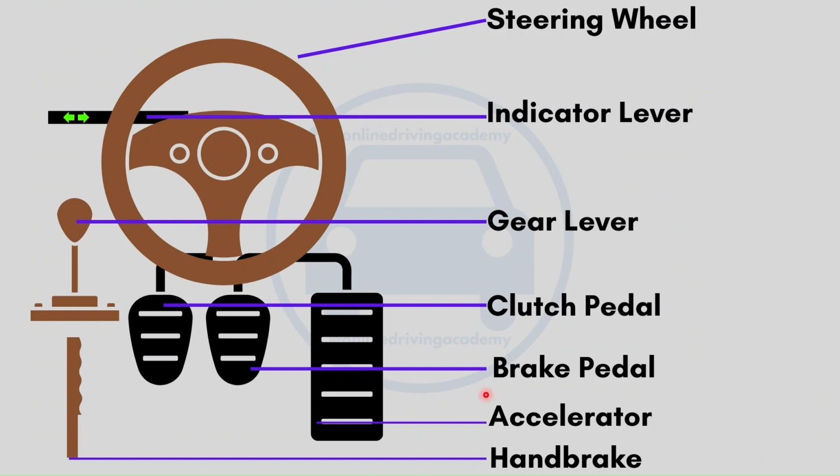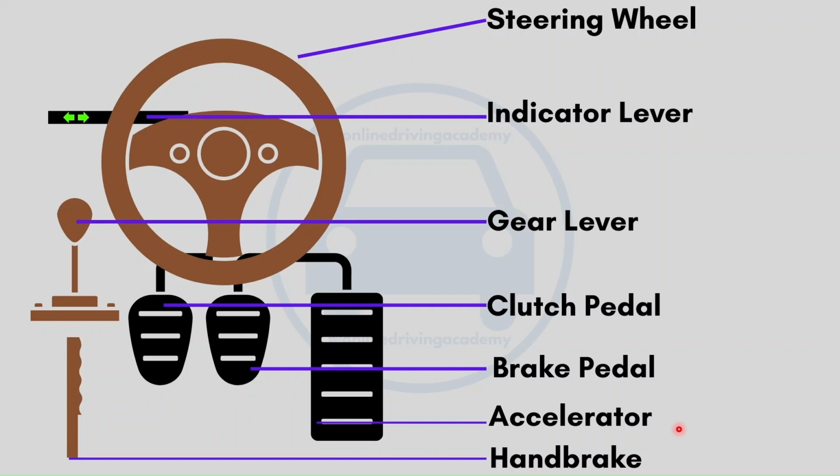We now come to the last control, which is your handbrake. The handbrake has two functions, right? The first function would be to prevent your vehicle from rolling once you have parked and switched the vehicle off. And the second use of a handbrake would be to do an incline takeoff.